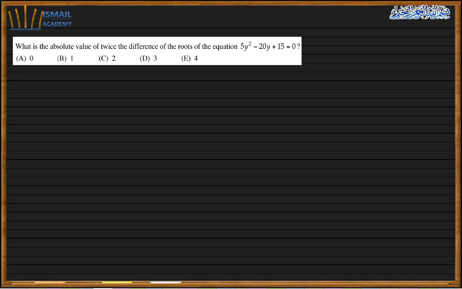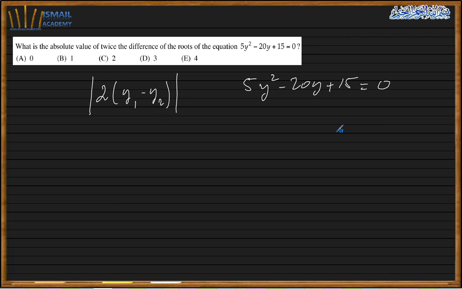So let's go here, the root of this equation. The common factor is 5, so I'm going to divide everything by 5. So I got y squared minus 4y plus 3 equals 0. So now what I do, so which means y minus 1 equals 0, which means that y equals 1.